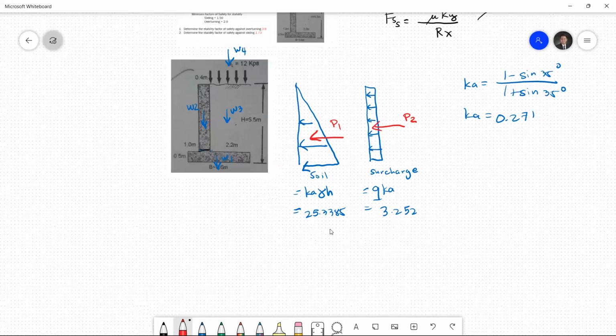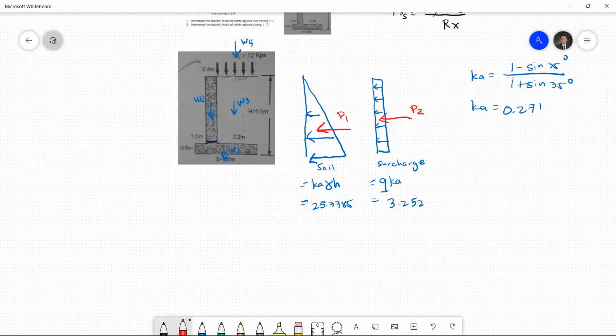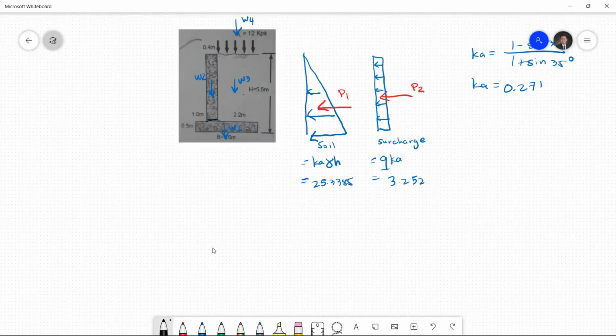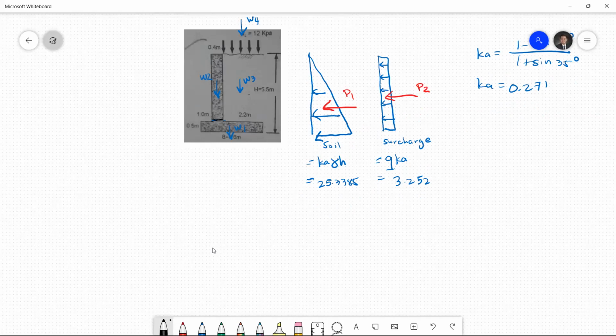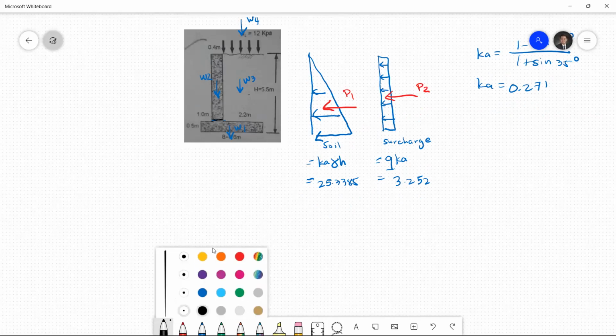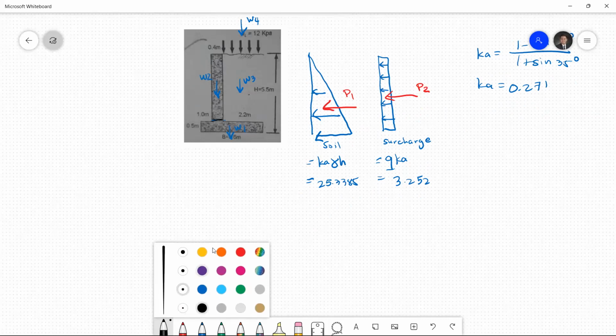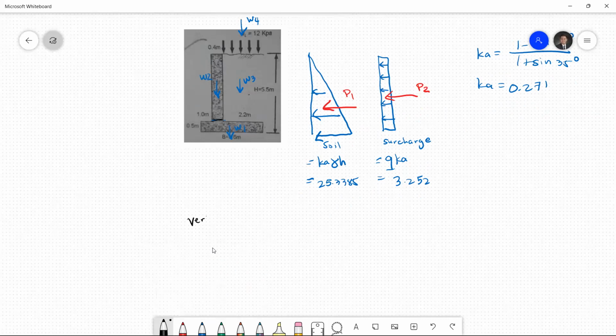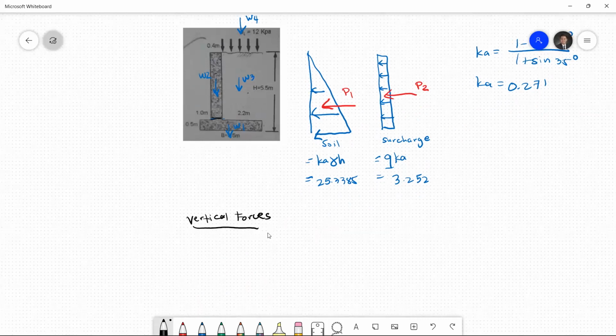Okay, so we can now set off the vertical forces and the horizontal forces. So solving for vertical forces, so this one, vertical. So vertical forces. Okay, so vertical forces. So solve natin isa-isa.